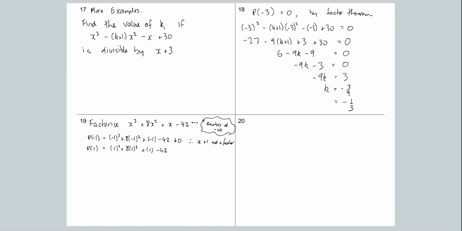Looking at the numbers there, I'm just not going to get anywhere near 42, so I'm not finding it, and therefore x minus 1 is not a factor. Okay, let's try p of minus 2 first.